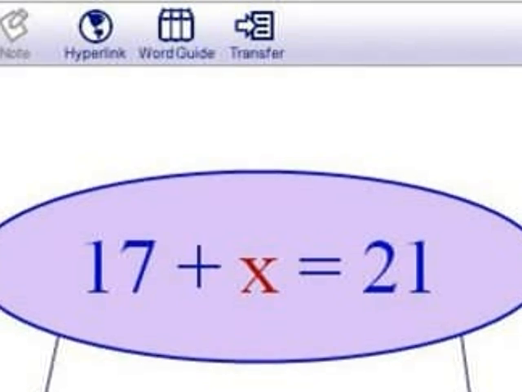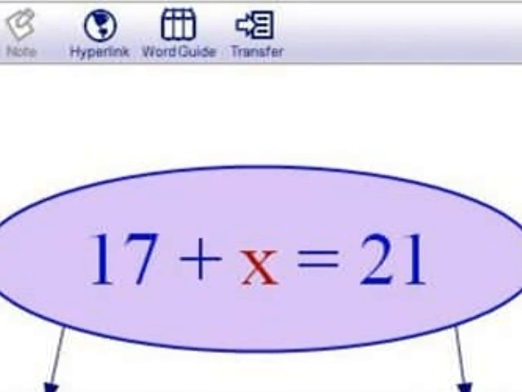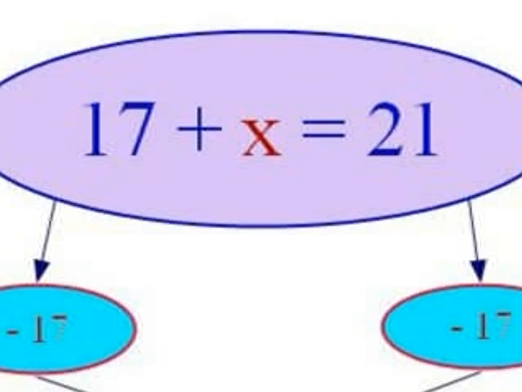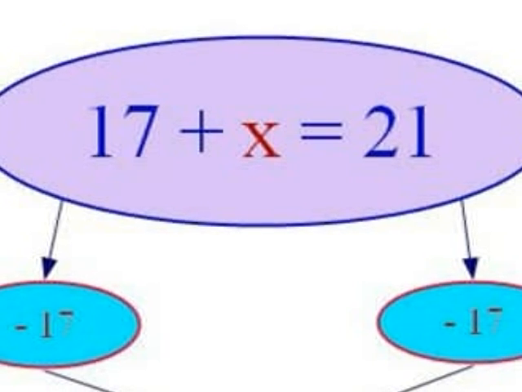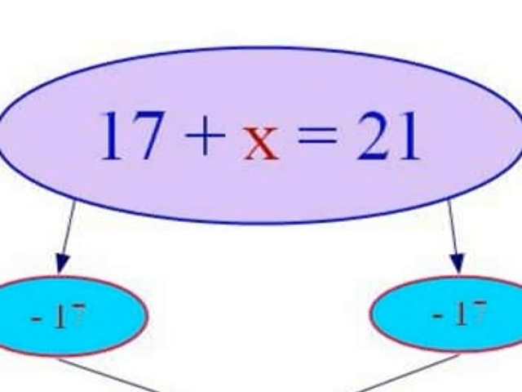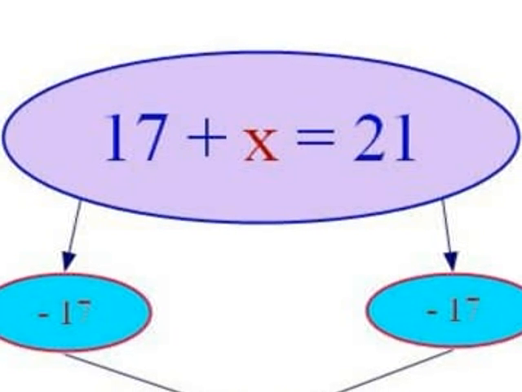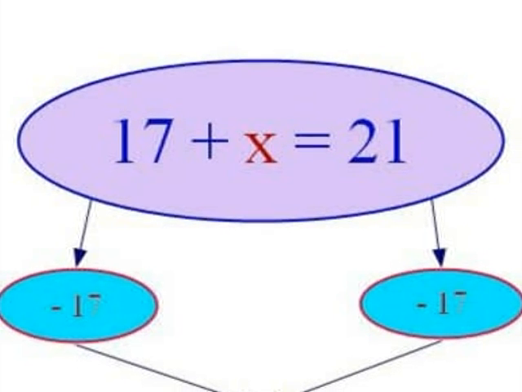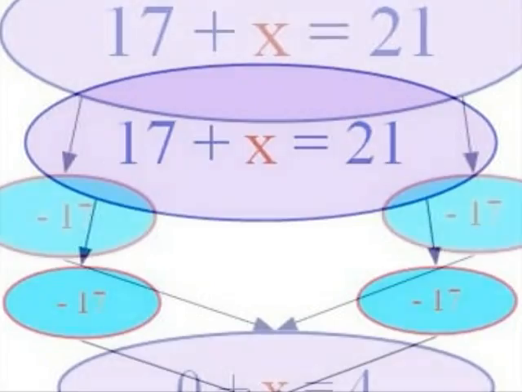In order to figure out what x is, we need to get the x to stand by itself. In order to do this, we should subtract 17 from the side of the equation with the x. But remember, whatever you do to one side of the equal sign, you must do to the other. Therefore, if you subtract 17 from the x side, you must also subtract 17 from the 21.